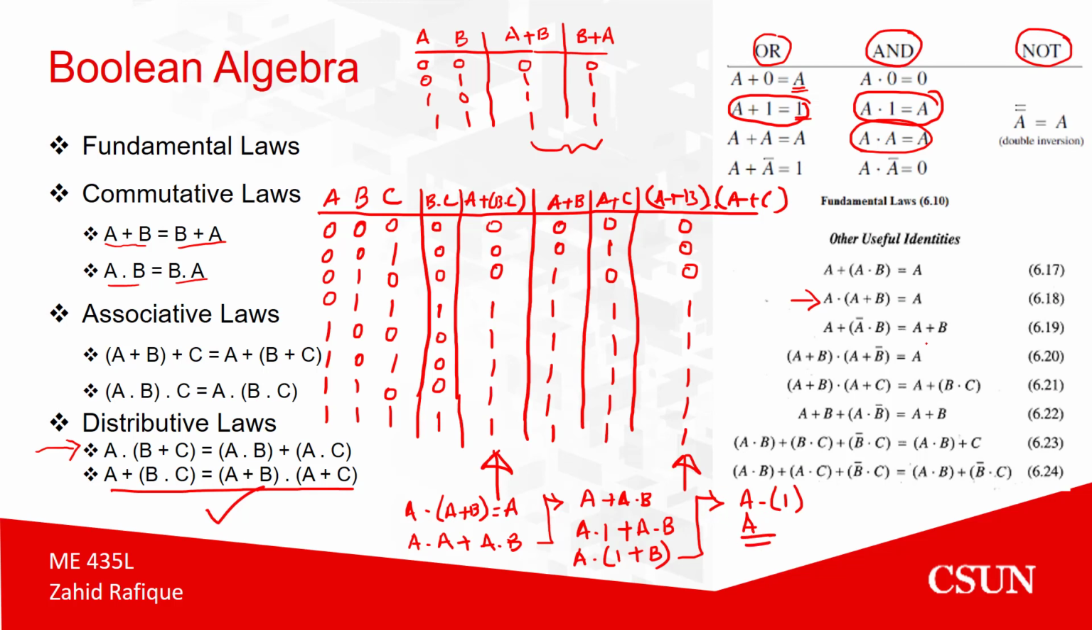Other useful identities are given here in these equations as well. You should go through each of these and prove either using the basic truth table or using the basic laws. In the exam, you might be given a Boolean identity and asked to prove it. Let's prove one of the identities that is a little bit more complicated. This is identity 6.24. In this identity, we have (A AND B) OR (A AND C) OR (B bar AND C), equals (A AND B) OR (B bar AND C).